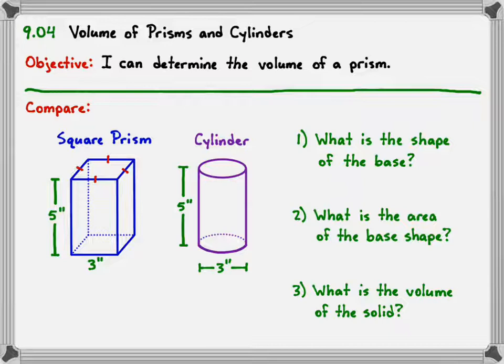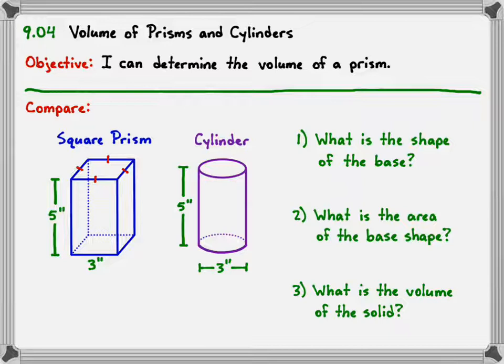Now, based on what we see here, you should be able to figure out the base shapes, which we already talked about. And then you can find the area of the base shapes, which we talked about how to find in the first lesson of this unit. And then based on what you know about volume, you should be able to figure out the volume. So go ahead and give these a shot, see what you come up with, and then push play when you're ready to review your answers.